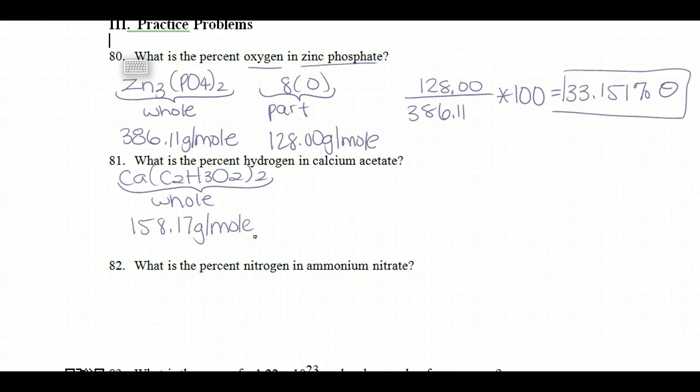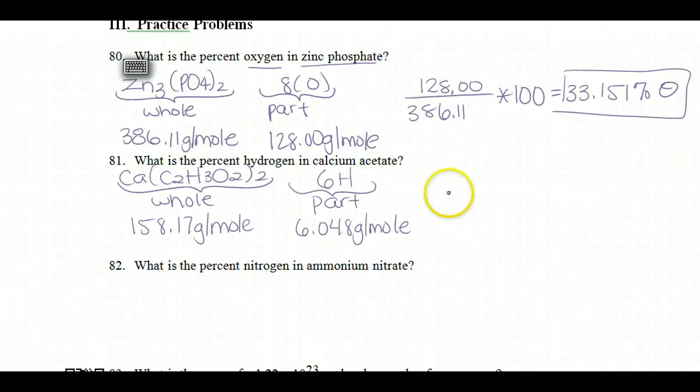Then the question is asking for hydrogen. So when we look at that, acetate has 3 hydrogens. We have 2 acetates. So we know that we have 6 hydrogens in total for our part. Okay, so that's going to have a molar mass of 6.048 grams per mole. So then we are ready to set up our percentage, setting our part over our whole.